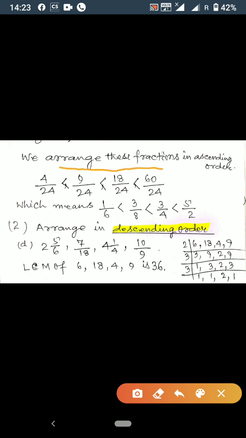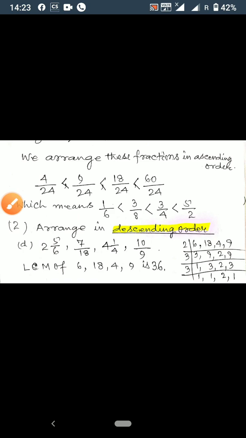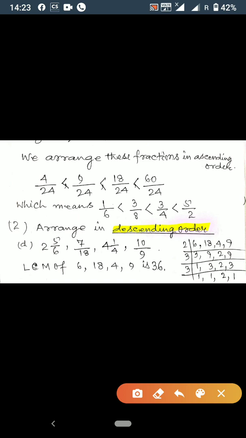So first of all, look at the equivalent fractions, which is smaller. 4 by 24 is the smallest fraction. So 4 by 24 is less than 9 by 24 is less than 18 by 24 is less than 60 by 24, which means 4 by 24, that is 1 by 6, is less than 3 by 8 is less than 3 by 4 is less than 5 by 2. Now question number 2. Arrange in descending order.